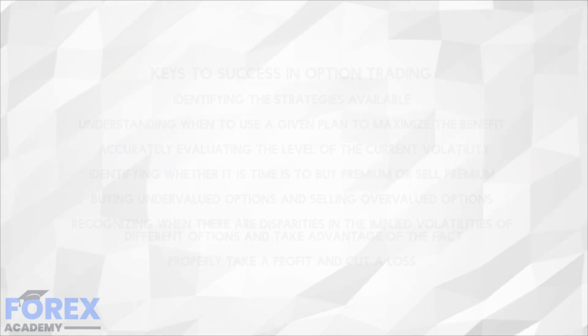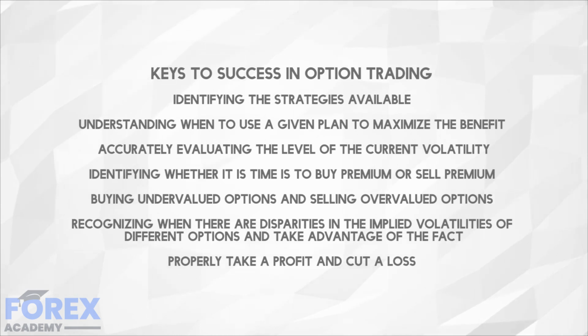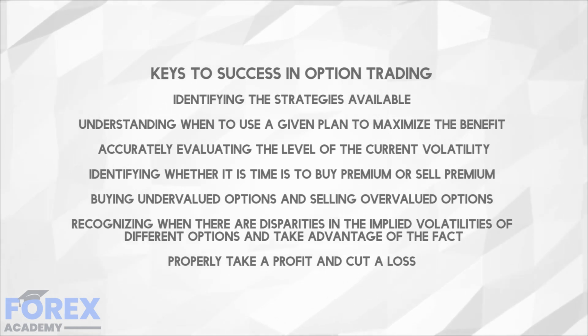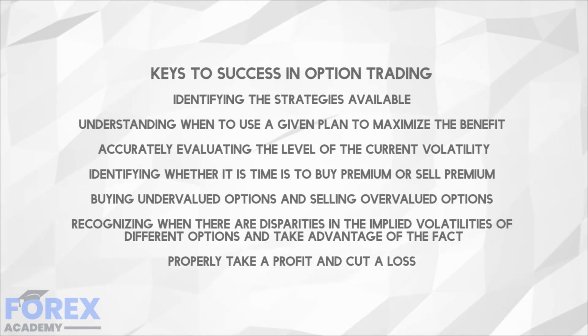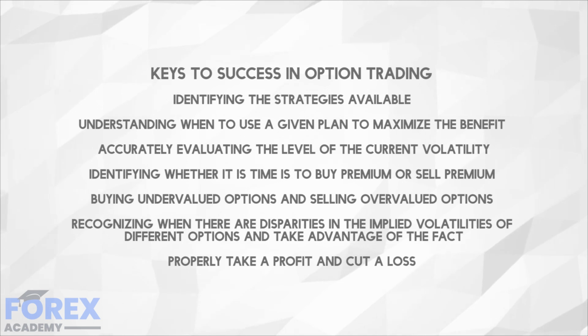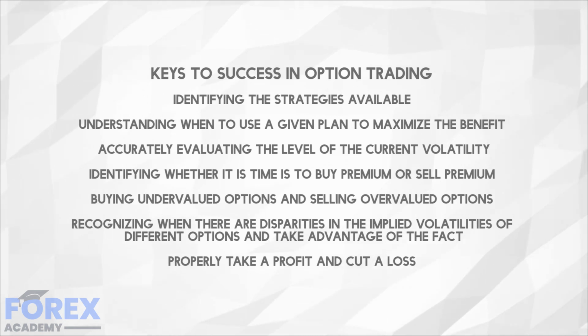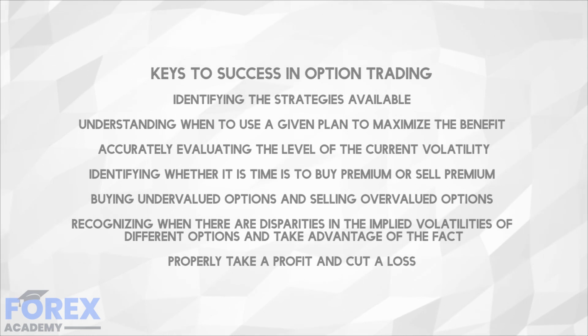To summarize, the keys to succeeding in options trading are as follows. Identify the strategies available, understanding when to use a given plan to maximize the benefit. Accurately evaluate the level of the current volatility, identifying whether it's time to buy premium or sell premium. Buy undervalued options and sell overvalued options. Recognize when there are disparities in the implied volatilities of different options and take advantage of the fact. Properly take your profits and cut your losses.